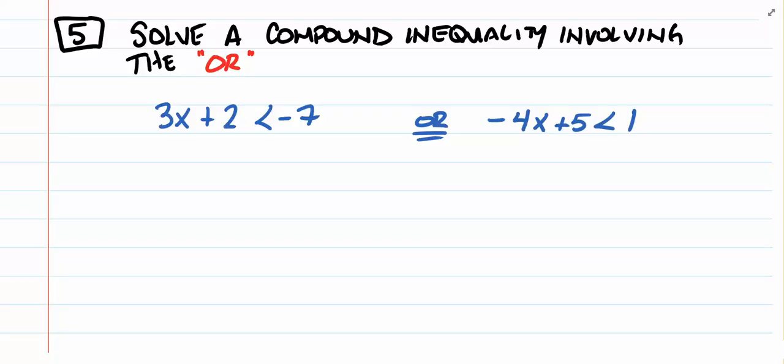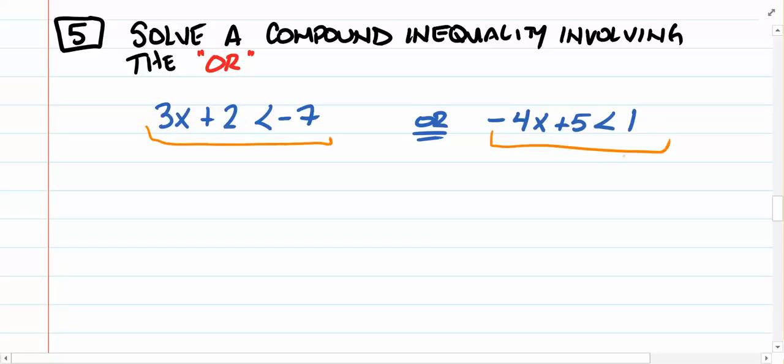Box number 5 is solving a compound inequality involving an OR statement. So I have 2 different statements here. I have this statement here on the left, or this statement here on the right. So we're going to solve them both simultaneously and see what we come up with. We solve them just like we would in the last section. So I'm going to subtract 2. Oh, that's a 3. Subtract 2 from both sides.